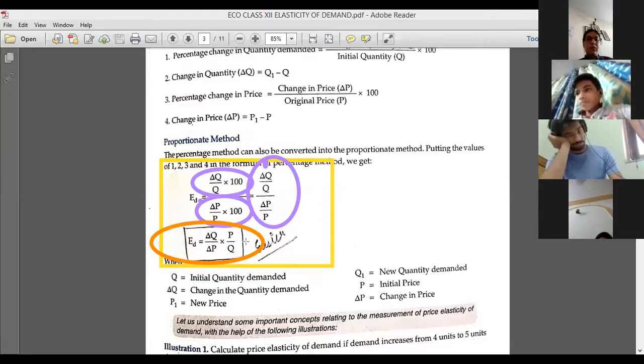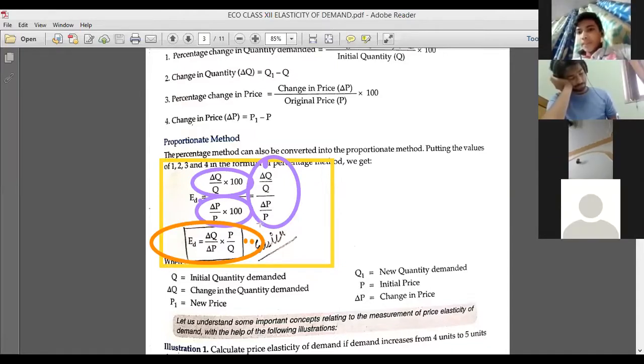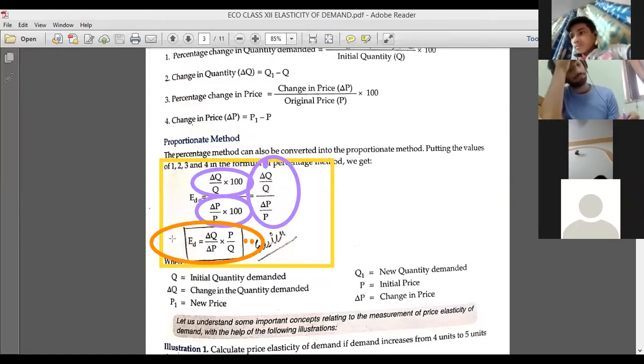Ultimately, you have to learn this formula for the proportionate method. ED is equal to delta Q upon delta P into P upon Q. So kindly write down this formula. Write the proportionate method.